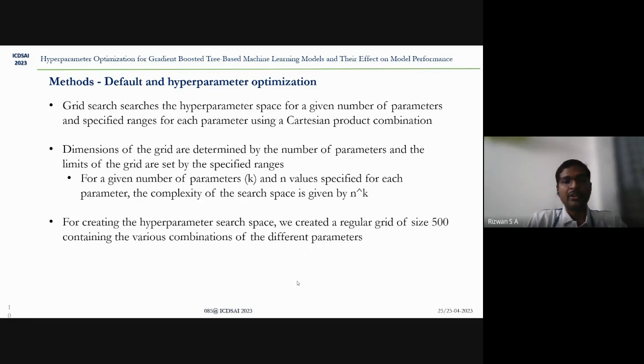So a little bit about grid search. The dimensions of the grid are determined by the number of parameters and the limits of the grid, which we specify in the range. For a given number of parameters k and n values specified, the complexity of the search space is given by n to the power k. So we used in this problem a grid size of 500.